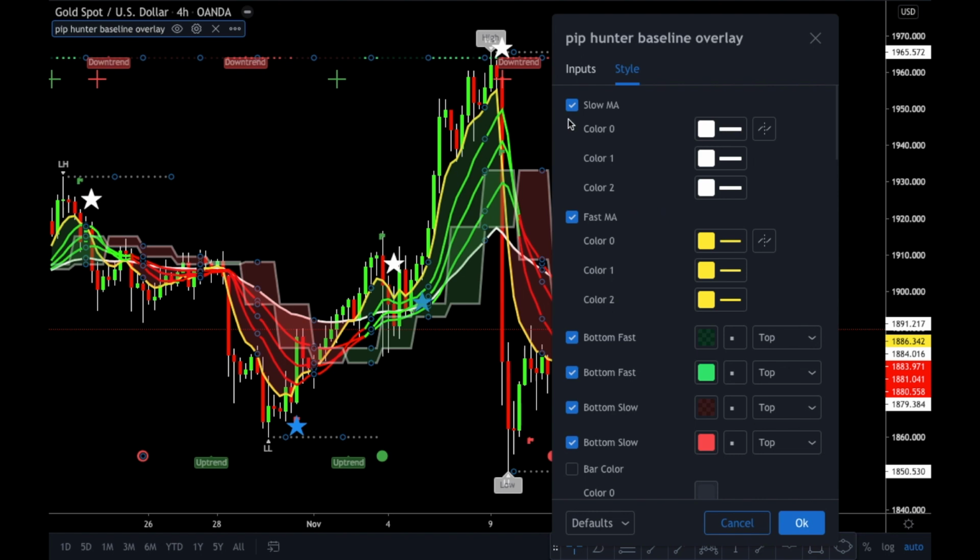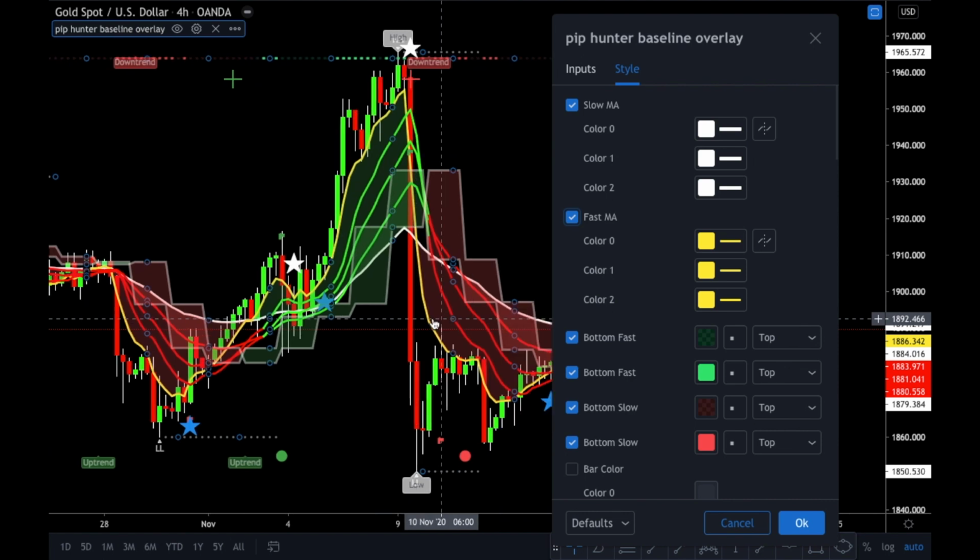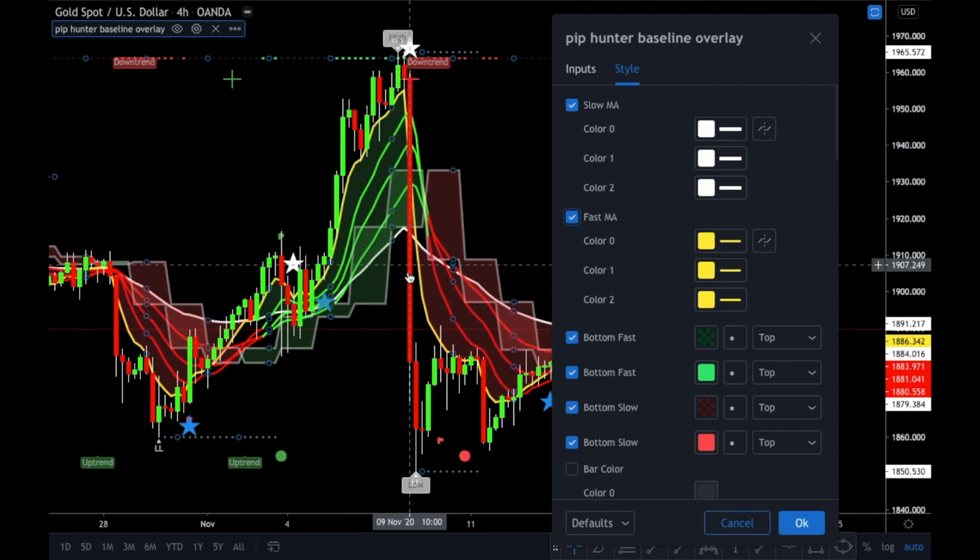So if we go into the style settings, what we have here is a slow moving average, which is this white one here. We have a fast moving average, which is the yellow one here. Now, that is the baseline. When the baseline crosses over, you can see the white and the red. It's telling you that the baseline is going to turn red, and we're most likely going into a downtrend. Depending on market structure, we'll be going into a downtrend. Or however you have the system set up, if you set it up in a good way, you'd be able to see straight away that as soon as this happens, we're going straight into a downtrend.